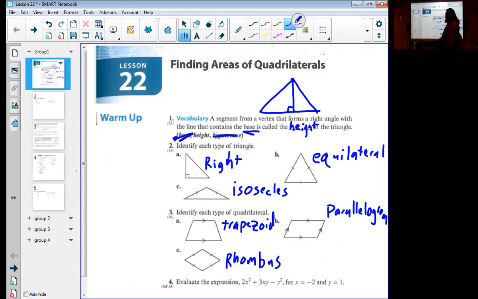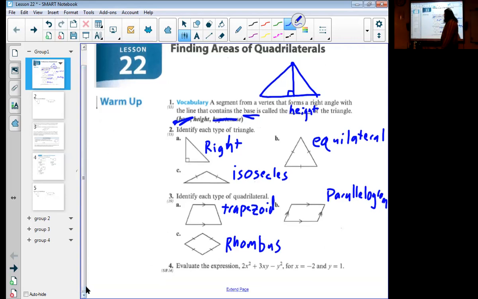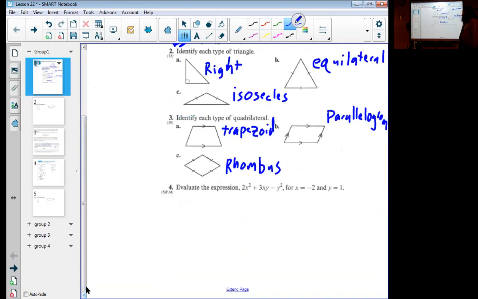And the last warm-up question says to evaluate the expression 2x squared plus 3xy minus y squared for x equal to -2 and y equal to 1. So here we're going to be using the substitution property. We leave the 2 there because it's just a number. We don't need anything. So now we have x is -2. Remember, whenever we substitute anything in, we substitute it in parentheses.